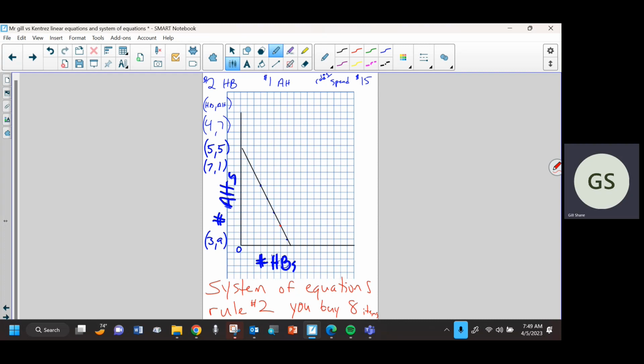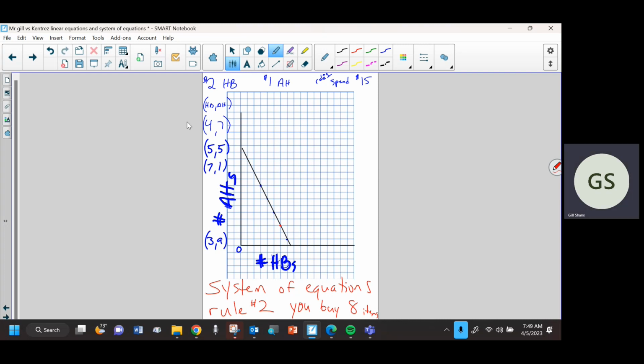Is that a total of 8? 5 plus 5. So again, if you're not understanding what I'm saying, I bought a total of 8 things. So when I add up how many honey buns I have, and when I add up how many airheads I have, add them together, that better be 8. 5 and 5 would have been 10 items. So that's not the answer. Which one?